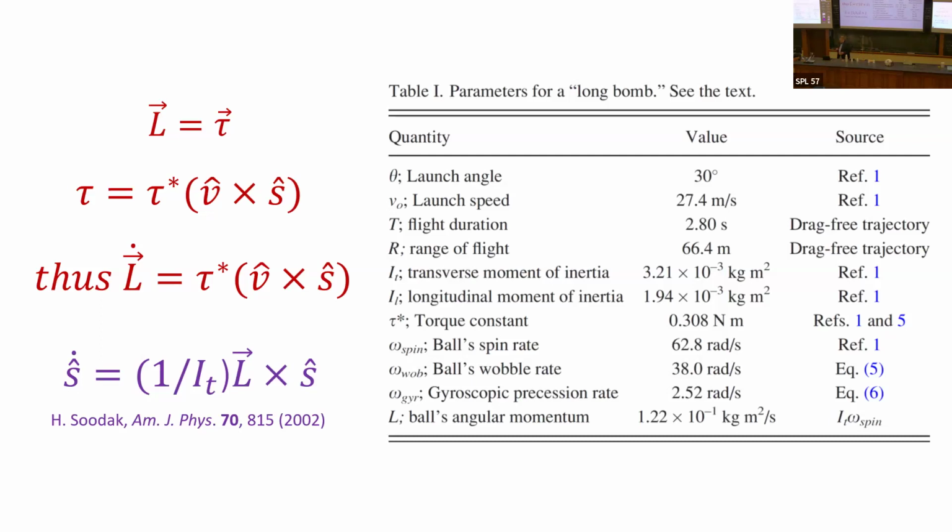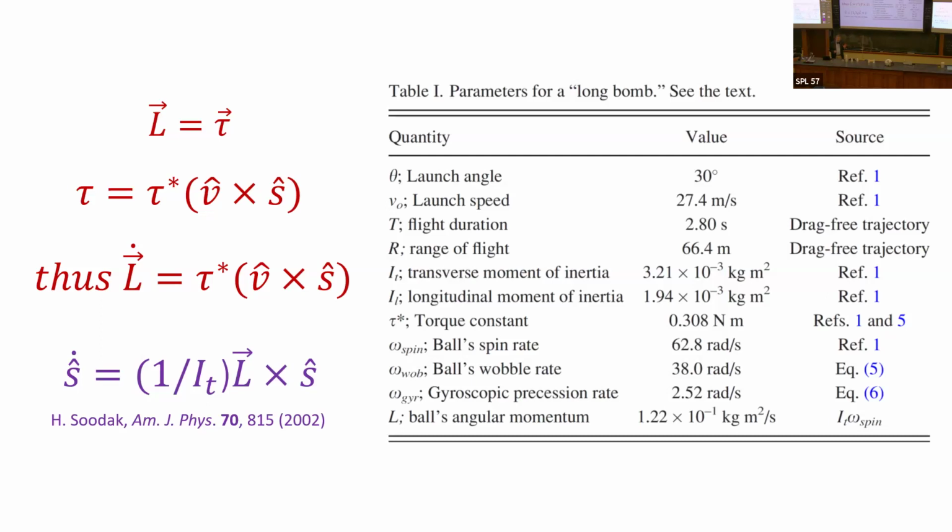So these are the torque equations. I won't go into them in detail. There's a nice equation here, which isn't in any book we could find, but Harry Sudak came up with it. We're going to launch the ball at 30 degrees. It's going to have a speed of nominally 30 meters per second. And we're going to assume that its range of flight is that given, assuming there's no air drag.